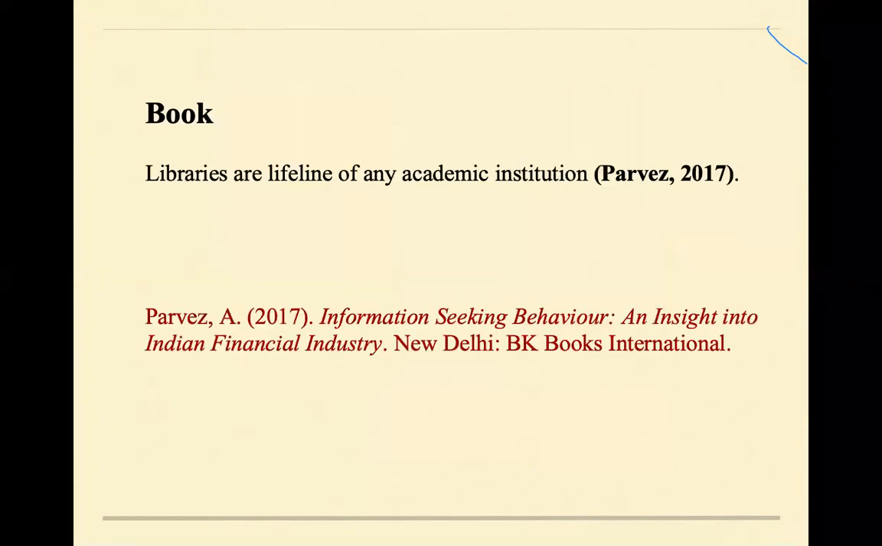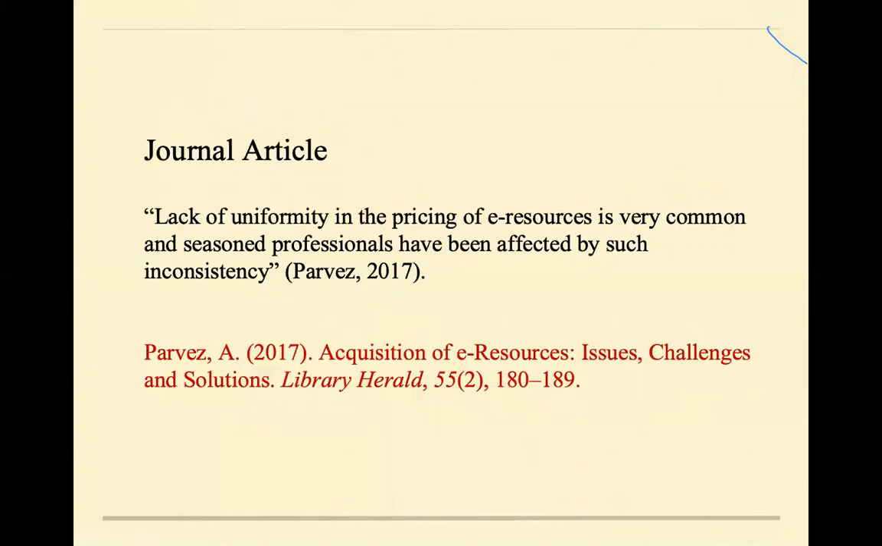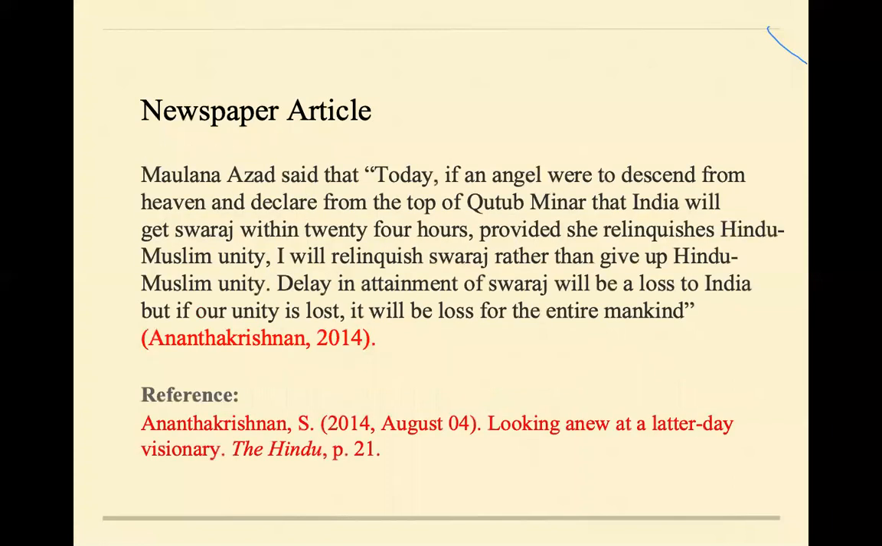Now, just to give you a few examples, if you are taking any text from a book, then the citation will be like this, where you write the last name and the year of publication, and the complete reference will be like this. Similarly, for book chapters, the rendering will be different. For a journal article, the rendering will be different, as you see here on your screen. Then a newspaper article will have a different form of rendering.